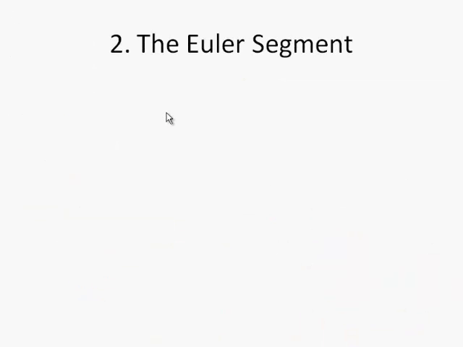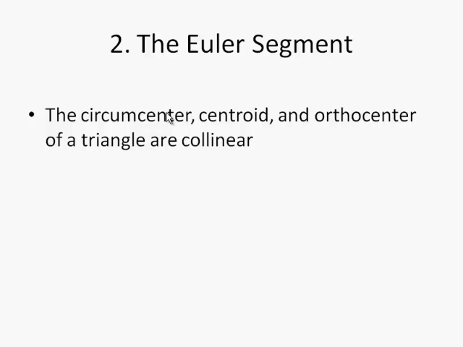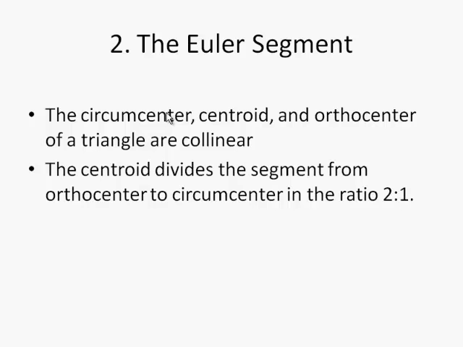Okay, now let's go one step further. There's something called the Euler segment. A triangle doesn't just have a centroid, it has other centers of importance. One is called the circumcenter, which is the intersection of the perpendicular bisectors of the triangle. One is called the orthocenter, which is the intersection of the altitudes of the triangle. Now, Euler showed that these 3 centers are actually collinear. He also showed that the centroid is in between the orthocenter and circumcenter, and it divides the segment in the ratio of 2 to 1. So here we see this 2 to 1 again, kind of reminiscent of what we've seen before.